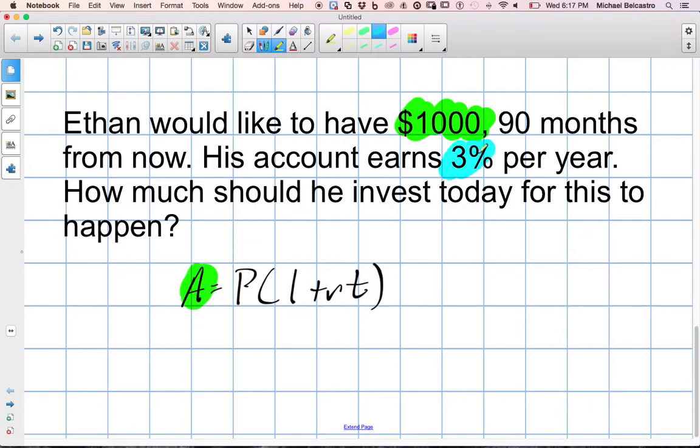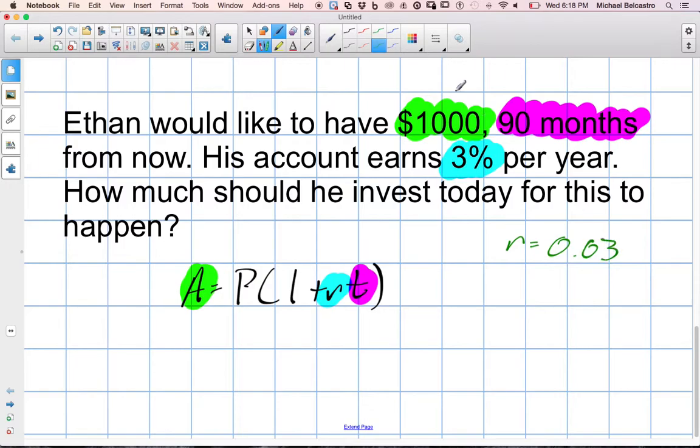The interest rate is still 3%, which is 0.03. That's going to be our interest rate. And time is measured in months again, so we're going to have to do some converting. And this one's not going to come out so nice, I don't think. So let's do a little converting. We know that the R, the interest rate, is going to be 0.03.